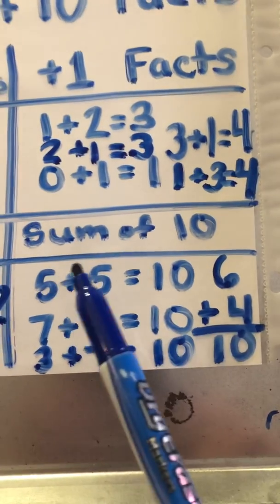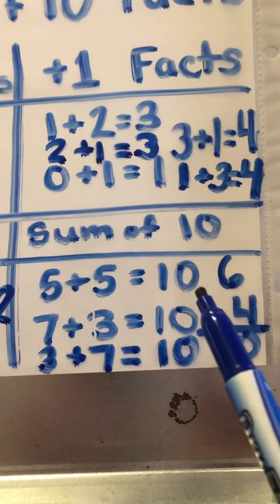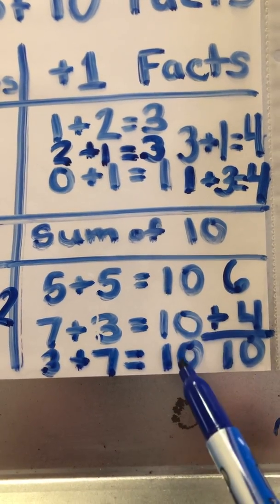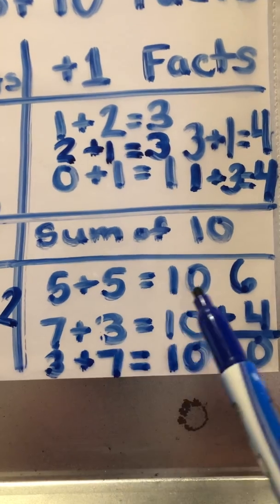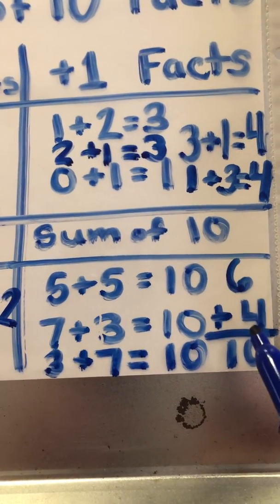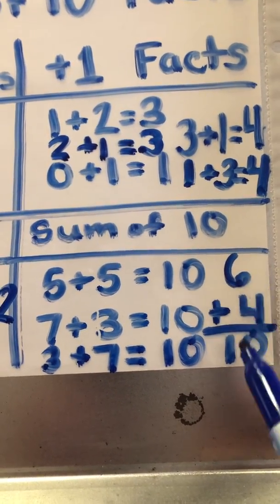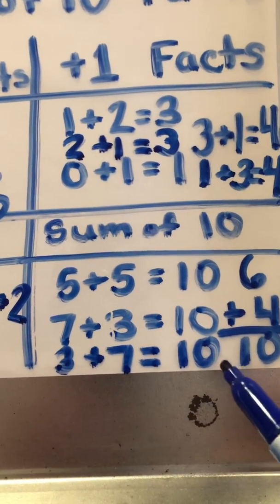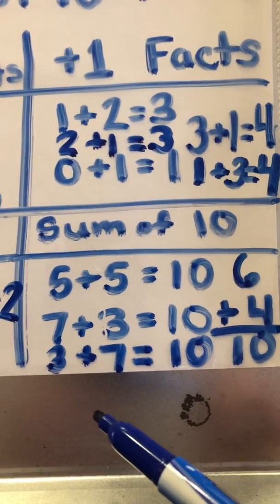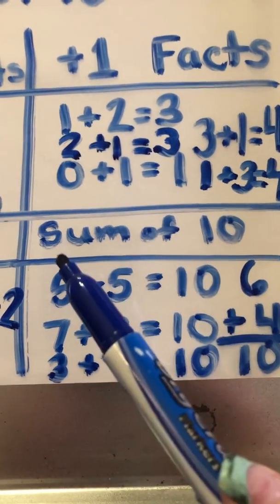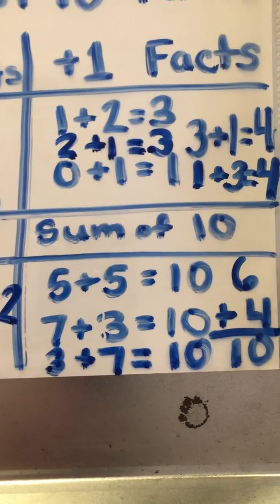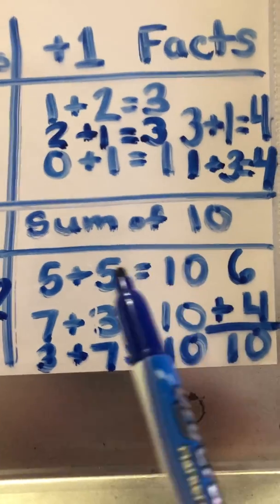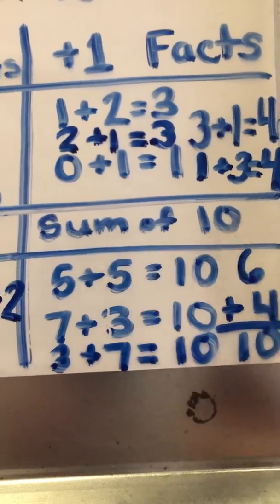And then the last math fact, the sum of 10 facts, where no matter how many combinations you find, the sum's going to be 10. These are problems like 5 plus 5 is 10, 6 plus 4 is 10, or the turnaround 4 plus 6 is 10. 7 plus 3 is 10. 3 plus 7 is 10. You could also take 8 plus 2 or 2 plus 8, and you'll still get a sum of 10. Another one would be 1 plus 9 or 9 plus 1, and they also have a sum of 10.